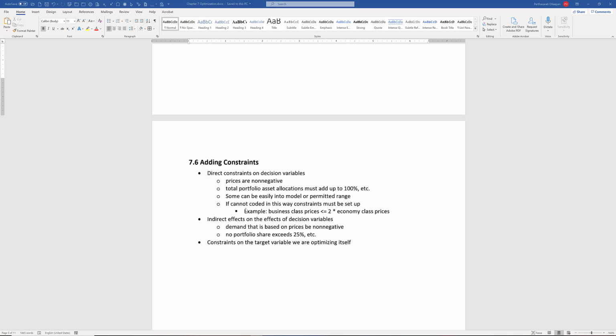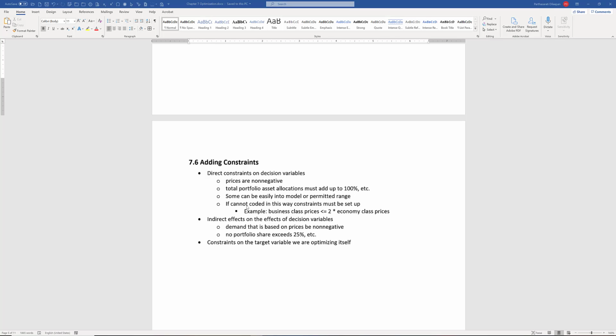Direct constraints on decision variables are like price being non-negative. In the case of an investment problem, for example, the total allocation in the portfolio must add up to 100%, and some can be easily modeled into a permitted range. Suppose, for example, you want something that cannot be set up as a range.